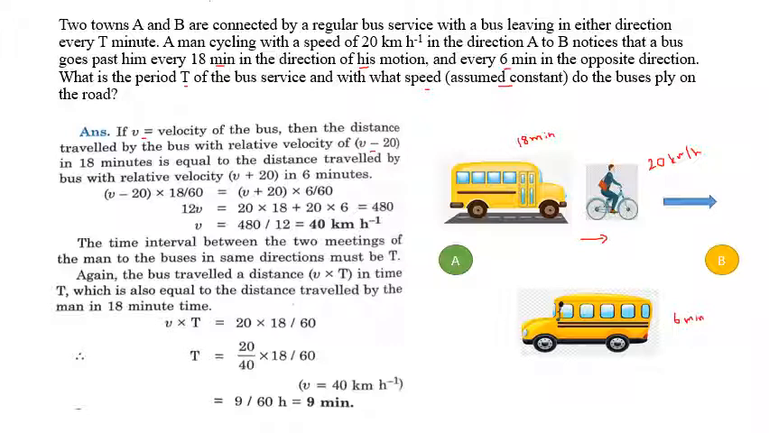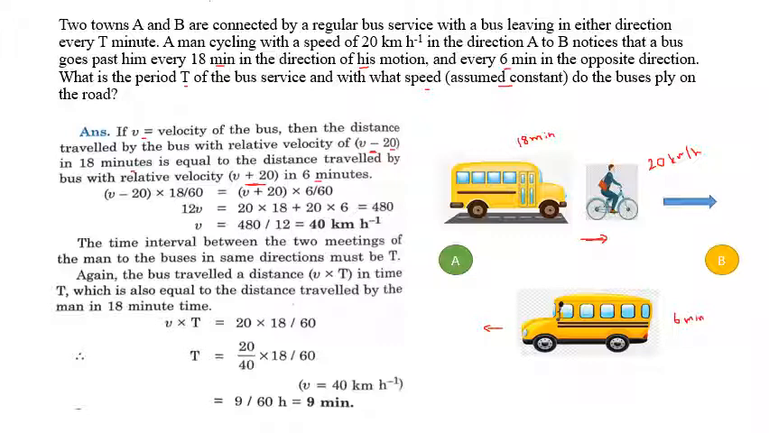So what we are taking is V minus 20, where this 20 is nothing but the speed of the man, 20 km per hour. He is traveling from town A to B. So V minus 20 in 18 minutes is equal to the distance traveled by the bus with the relative velocity V plus 20. Why am I taking V plus 20? Look at the direction of the bus in the opposite direction. This is towards town A and he is traveling towards town B. So both are in opposite directions, so the velocities are to be added. So V plus 20 in 6 minutes.